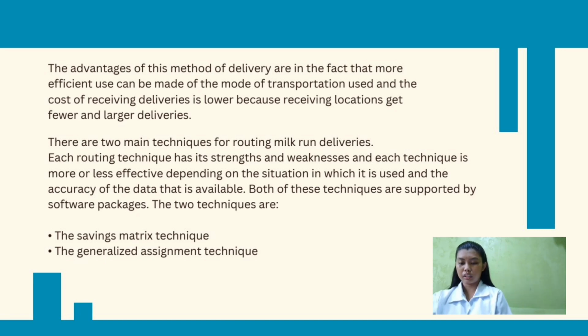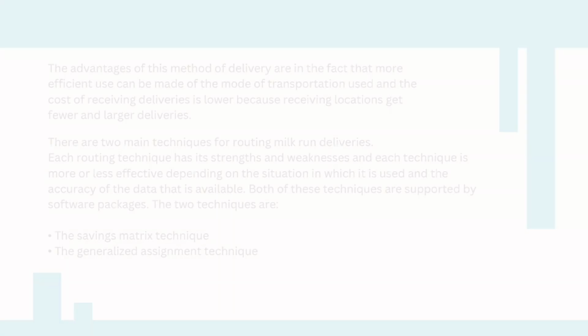There are two main techniques for routing milk run deliveries. Each routing technique has its strengths and weaknesses, and each technique is more or less effective depending on the situation in which it is used and the accuracy of the data that is available. Both of these techniques are supported by software packages. The two techniques are the savings matrix technique and the generalized assignment technique.